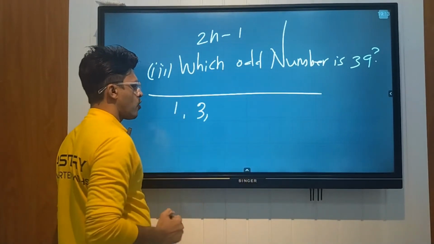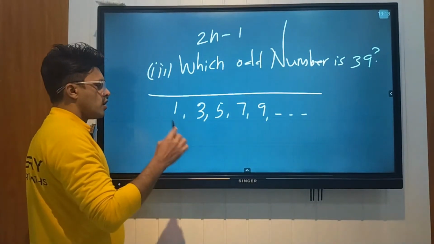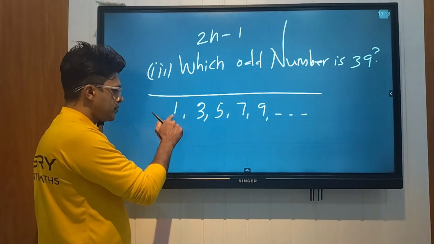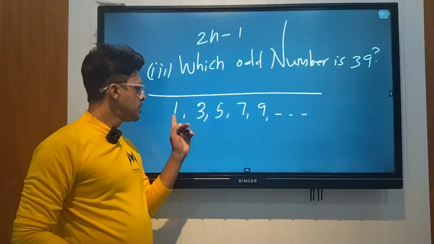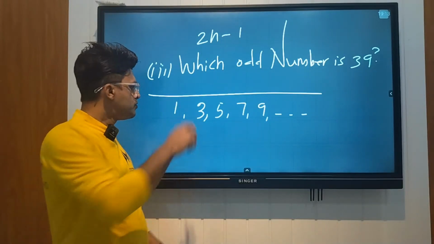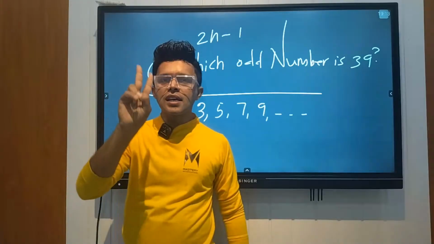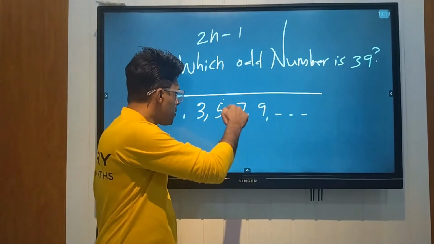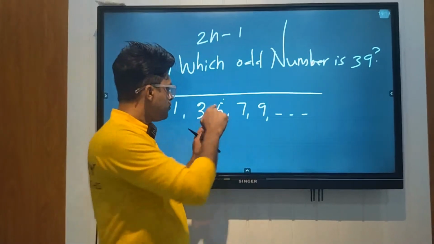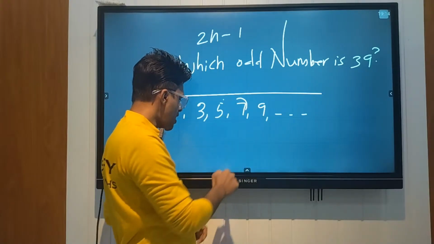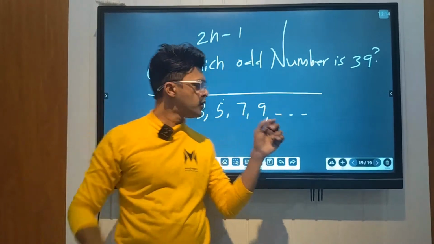Think of the number pattern of odd numbers: 1, 3, 5, 7, 9 and so on. Which odd number is 1 here? The first odd number is 1. Which odd number is 3 here? That is the second odd number. Which odd number is 5 here? That is the third odd number. Which odd number is 7 here? 7 is the fourth odd number.